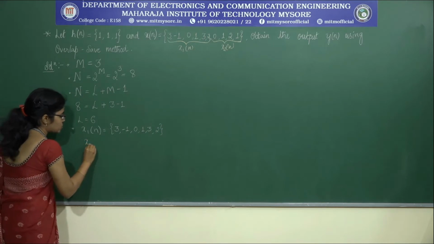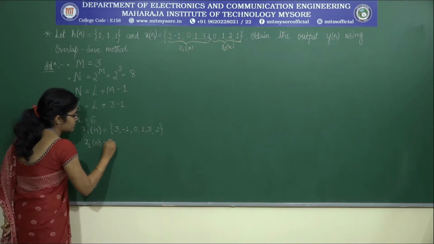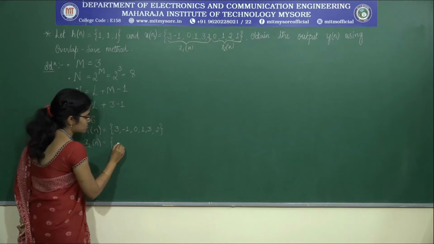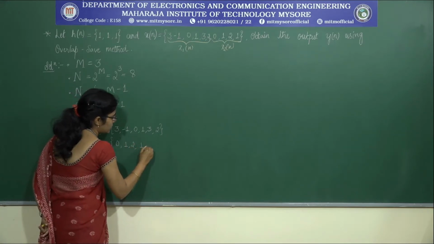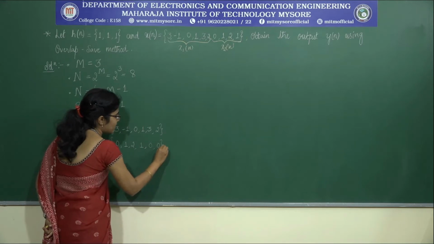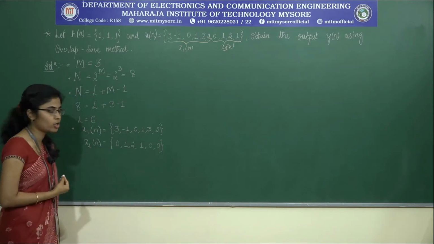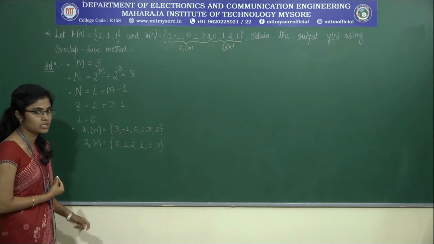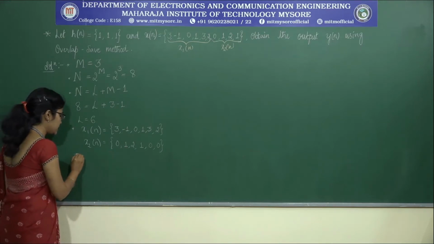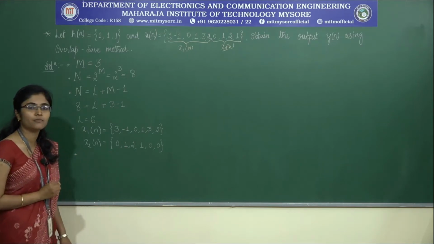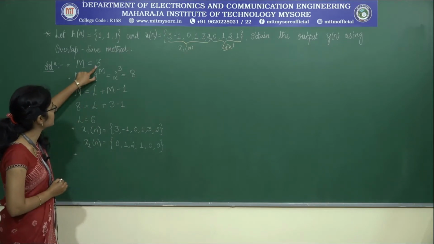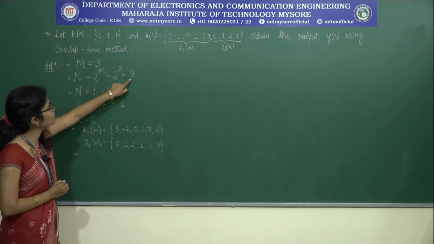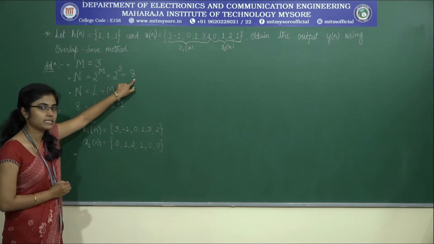Similarly, x2 of n is nothing but equal to 0, 1, 2, 1. Since we don't have 6 samples, I append 2 more zeros in order to make the length of x2 of n as 6. Okay. Now, in the next step, let us compare the length of h of n with capital N. The length of h of n is 3, but the value for N which we are getting is 8. So, the length is lesser than N.